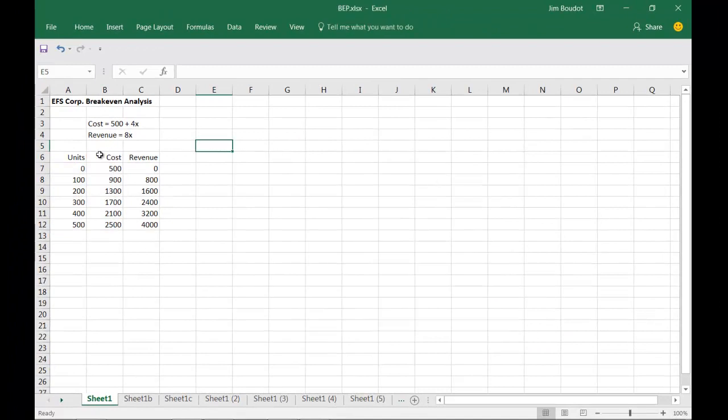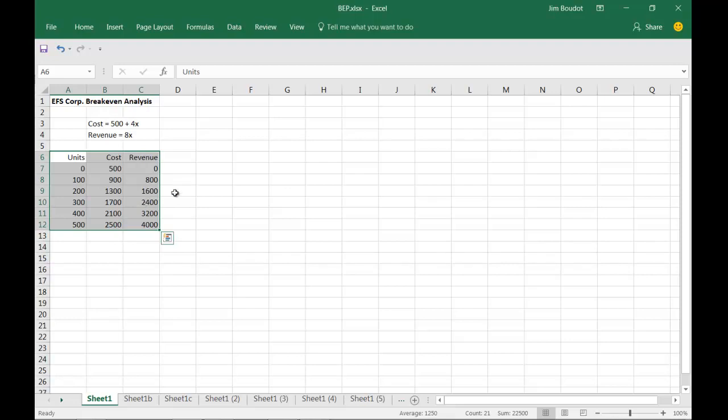We'll delete that chart. Now select all of these. If you position cost and revenue both adjacent to the value of units, then Excel will automatically assign units to the x-axis or the horizontal axis and the subsequent columns to the y-axis or the vertical axis.